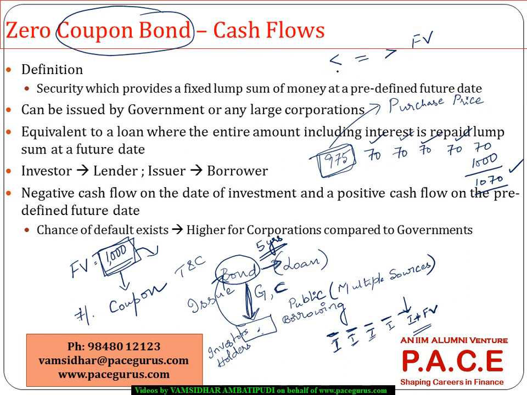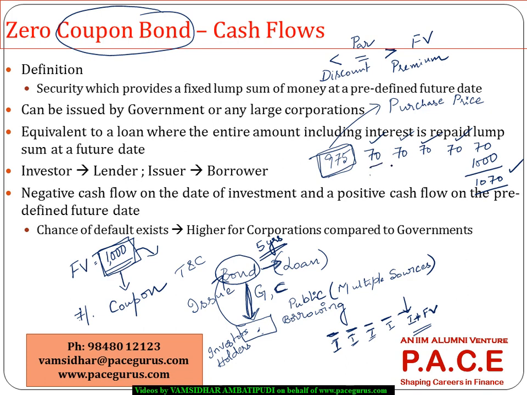If it is less than the face value, we call it a discount bond. If it is equal to the face value, we call it a par bond. And if it is greater than the face value, we call it a premium bond. Now, just a small improvement on that.